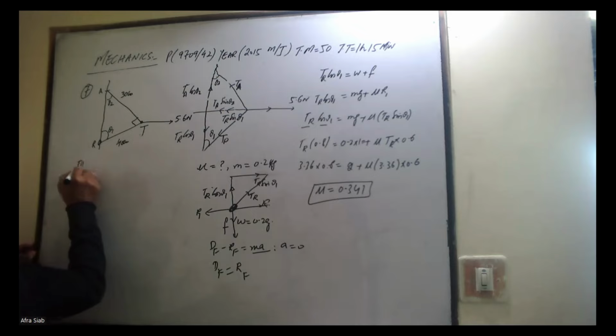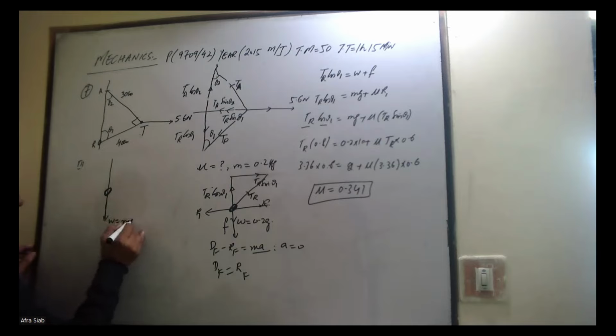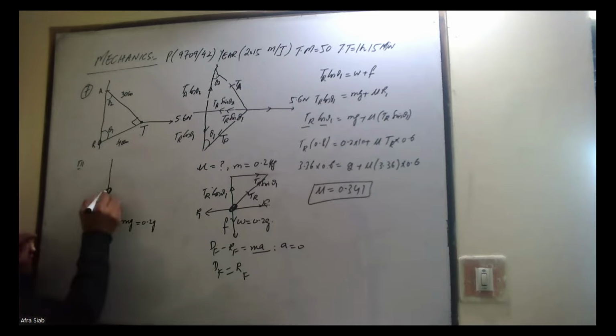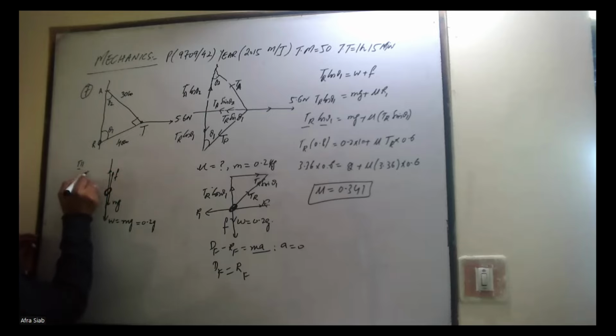So the last part of this one is, if this is the ring whose weight is acting vertically downward, that is mg, that is 0.2 g, because that is the mass of the ring there. And there's a further force of weight mg attached to that. So it is coming downward. Then the frictional force is upward and the tension is also upward, which is basically equal to TR cos theta 1, that is both upward there.